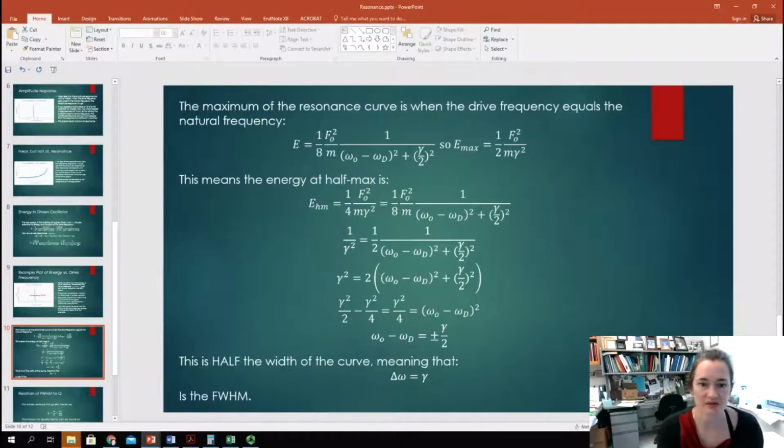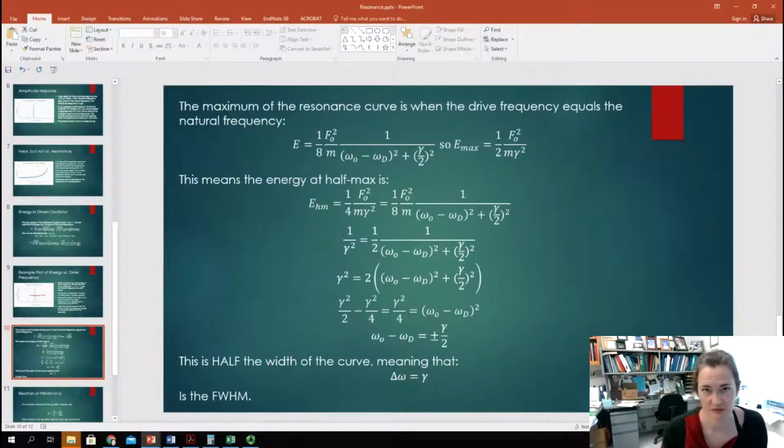Okay, so now it's just some algebra, right? I got some things canceling out. The F naught squared, the m cancels out, right? And then the 1/4 cancels partially out with the 1/8, leaving me with the 1/2 on the right-hand side. So I have 1 over gamma squared equals 1/2 times 1 over (omega naught minus omega drive) squared plus (gamma over 2) squared. So now I just have the denominators being interesting, right? And the numerators are all just 1.